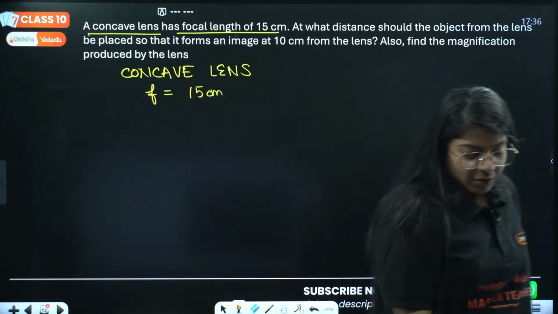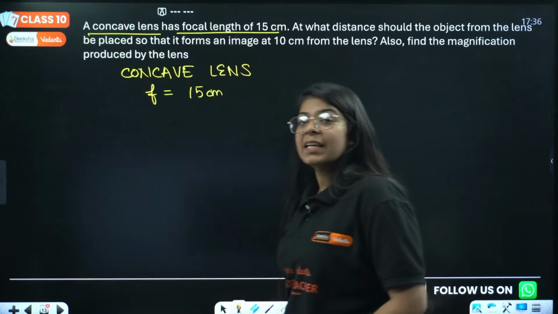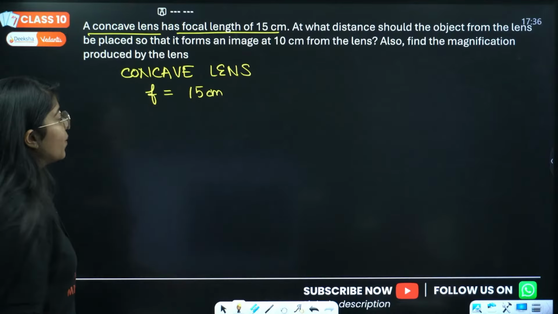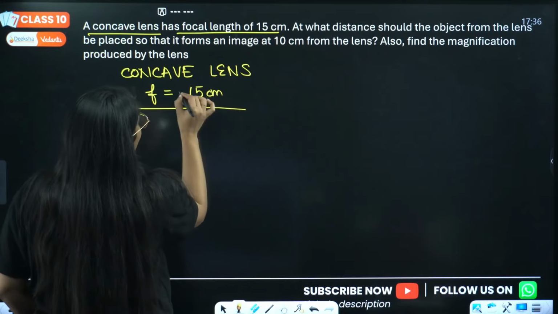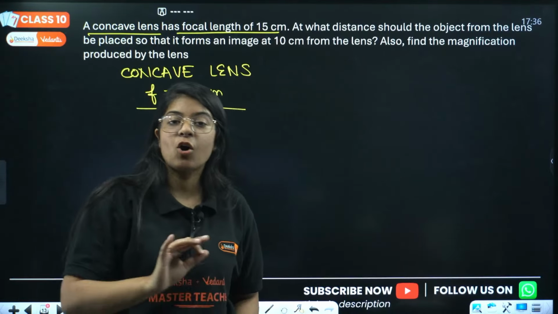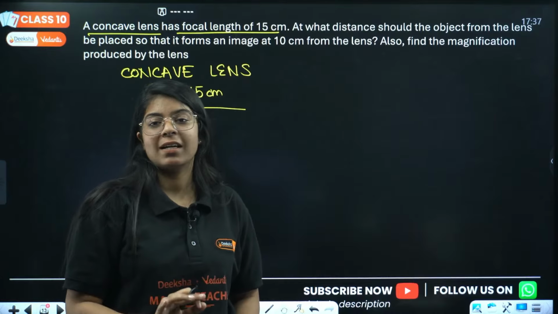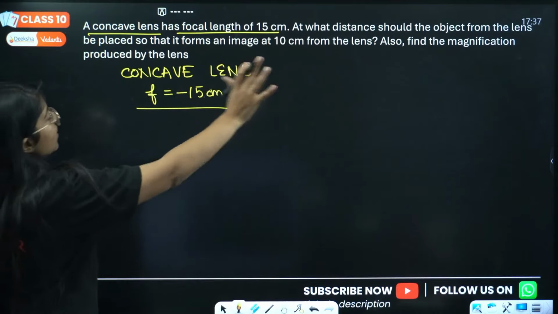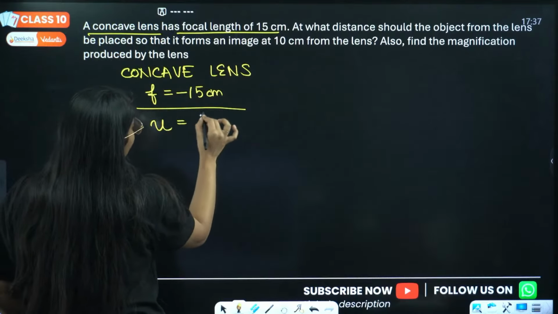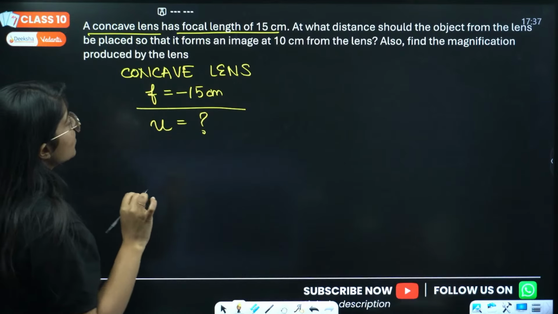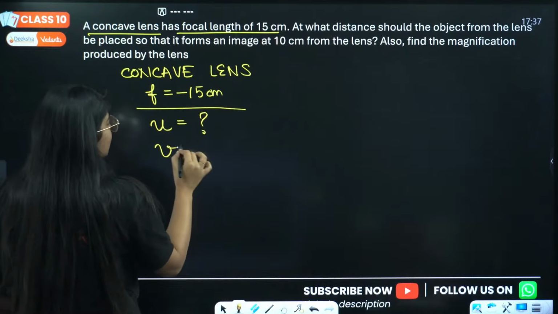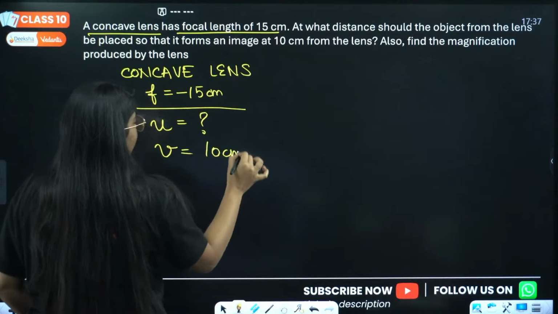Let me know what is the sign of focal length in case of concave lens. That will be negative, right? For concave lens as well as concave mirror, the sign of focal length will always be negative. Understood? At what distance should the object from the lens be placed? From this we know that we have to find u, so that it forms an image at 10 centimeter from the lens. So v is 10 centimeter, right?